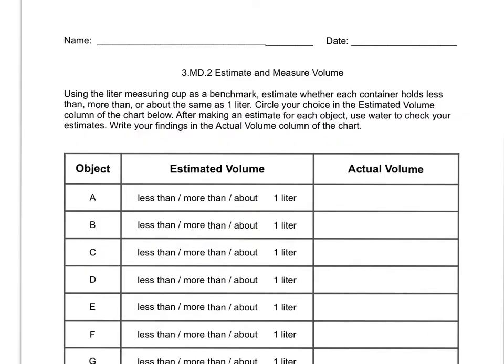Let's record our estimate for container A. If I think container A is going to hold less than 1 liter of water, then in the estimated volume column, I'm going to circle less than. If I think container A is going to hold the entire liter of water and still have room left over to hold more, then I'm going to circle more than.